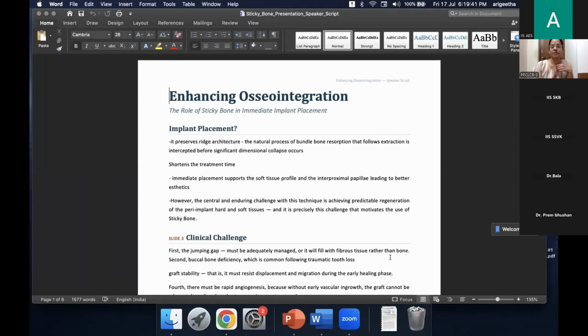That is, the natural process of bundle bone resorption that follows extraction is prevented, and it also shortens the treatment time. Immediate implant also supports the soft tissue profile and the interproximal papilla, leading to better aesthetics. However, the central and enduring challenge with this technique is achieving predictable regeneration of the peri-implant hard and soft tissue. This motivated us to use the sticky bone.